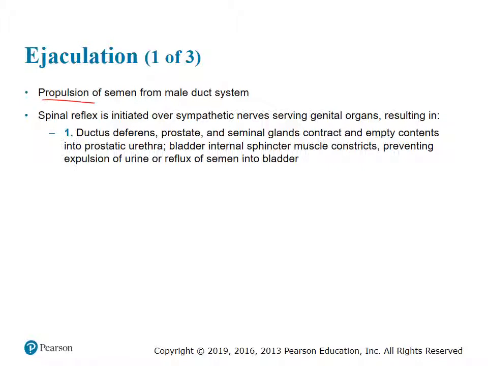So ejaculation, that's taking the semen out of the male, right? Okay. So again, this is actually a sympathetic nervous response. It's from the spinal reflex. And again, we see the ductus deferens, the vas deferens, prostate and the seminal glands contract. They go to the prostatic urethra. The internal sphincter of the bladder constricts because we want to cut off supply of urine from the bladder.